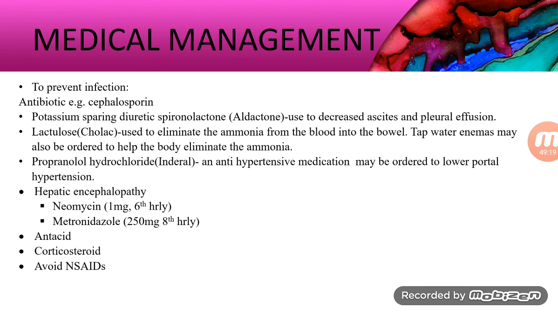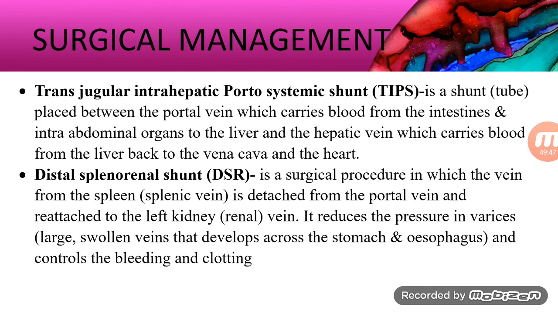Then for hepatic encephalopathy we can give neomycin, that is 1 mg 6 hourly, and metronidazole 250 mg 8 hourly. Then we can also give antacids for indigestion. Then corticosteroids we can give, but we have to avoid NSAIDs. Non-steroidal anti-inflammatory drugs we have to avoid in case of liver cirrhosis. Then next we will see the surgical management.